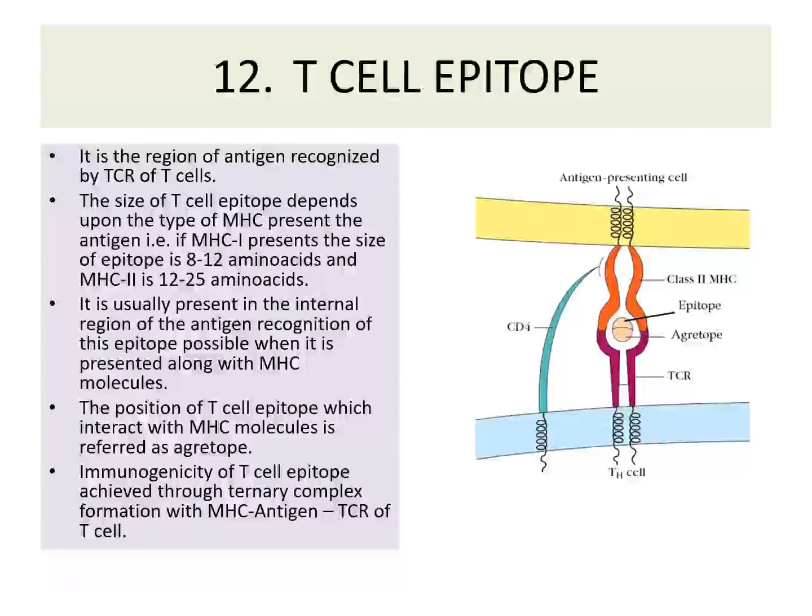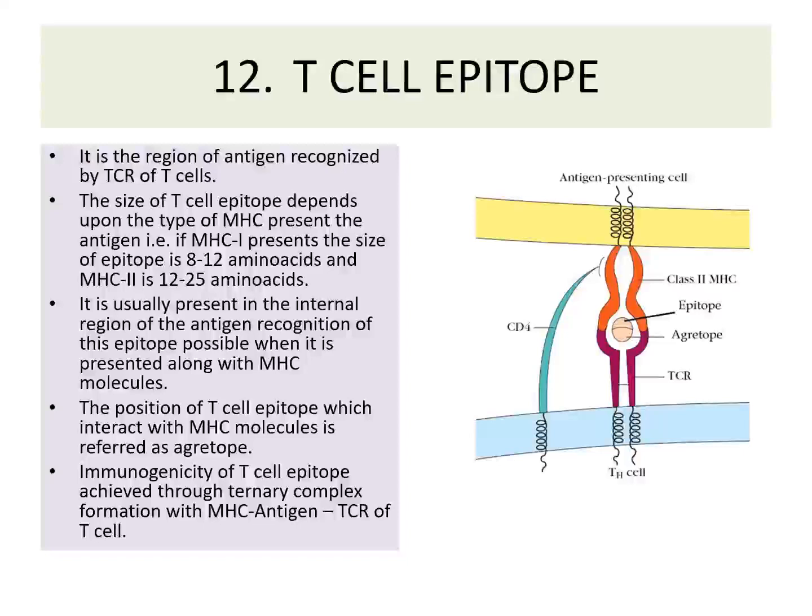Now coming to the next term, that is T cell epitope. It is a region of antigen recognized by the TCR of the T cell, right? The size of the T cell epitope depends upon the type of MHC presenting the antigen. If MHC class 1 presents, the size of the epitope is 8 to 12 amino acids. If MHC class 2 presents, the size is a bit larger, that is 12 to 25 amino acids. It is usually present in the internal region of the antigen. Recognition of this epitope is possible when it is presented along with the MHC molecule.